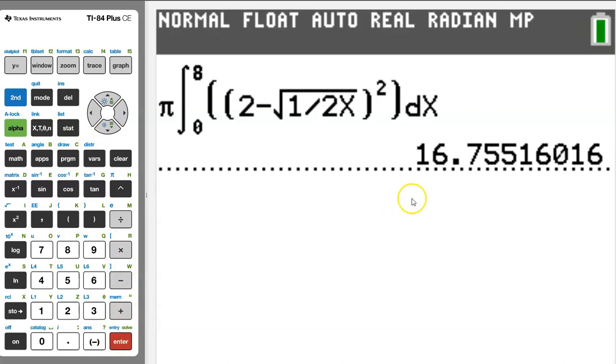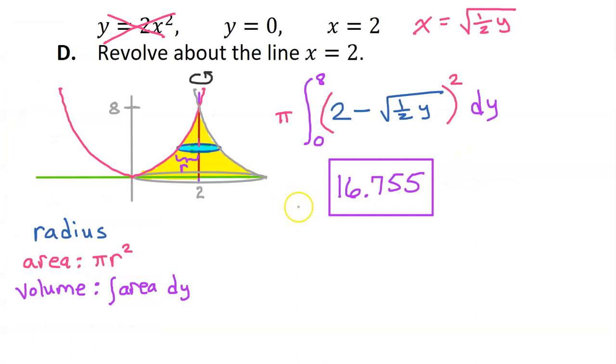Kabam! 16.755. So this is the volume of this solid of revolution.